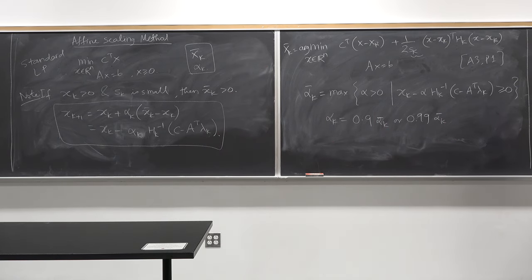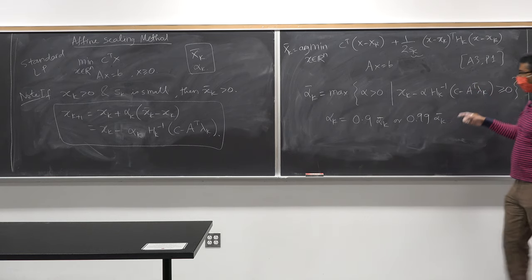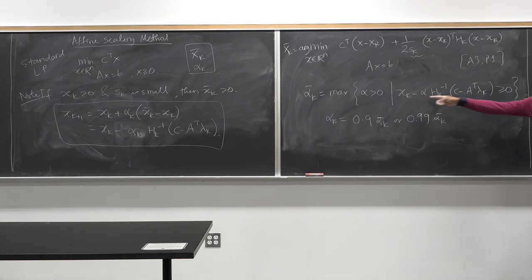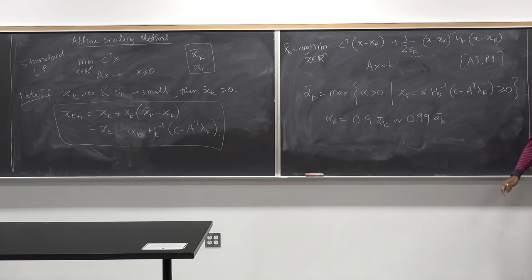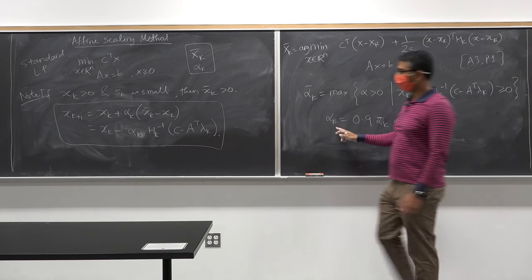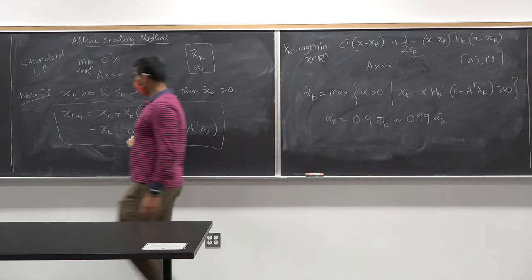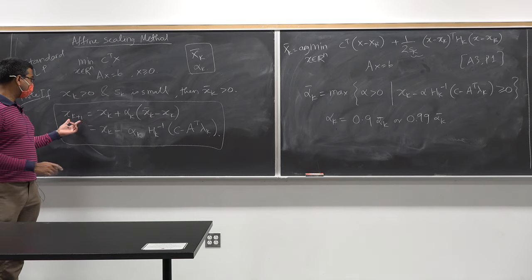Does this make sense? So we have to figure out what alpha bar k is such that this term is still greater than or equal to 0. And then I'm just going to pick 0.9 times alpha bar k or 0.99 times alpha bar k as my step size. And I'll plug it in here. And then I get xk plus 1.